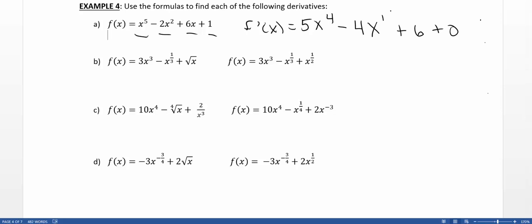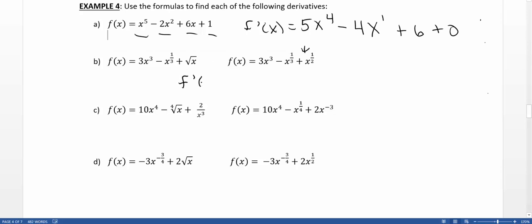So now for part B, we have the function 3x cubed minus x to the 1/3 plus the square root of x. But again, that square root of x we can't work with until we rewrite it. So the first step is just to rewrite that last part of the function, which gives us f of x equals 3x cubed minus x to the 1/3 plus x to the 1/2. So this rewrite is going to be what allows us to take the derivative here.